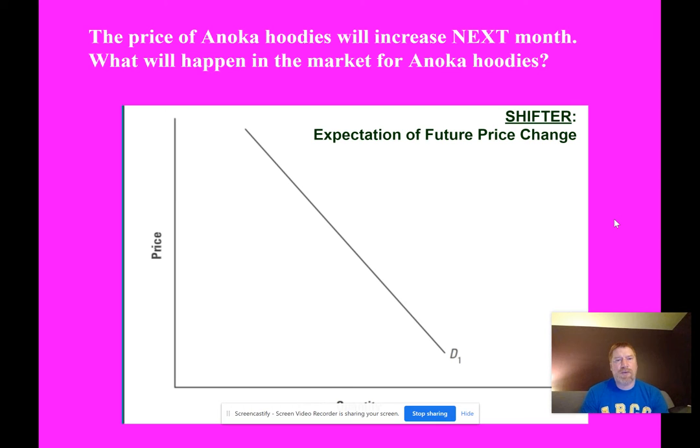The next headline says the price of Anoka hoodies will increase next month. What will happen in the market for Anoka hoodies? So here we deal with price again, but the word that's in bold is next month. If I look at my list of TIRES, I would see that expectations is like thinking that the price might change in the future, and that is a shifter. So if it says next month or next week or next year, it's talking about right now, what would you do? If you know they're going to go up in price next month, what would you do this month, like today? You would probably buy more of them before that price goes up. So that would be an increase in demand and a shift to the right.